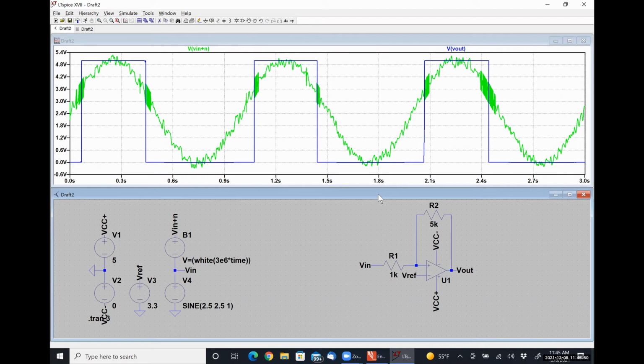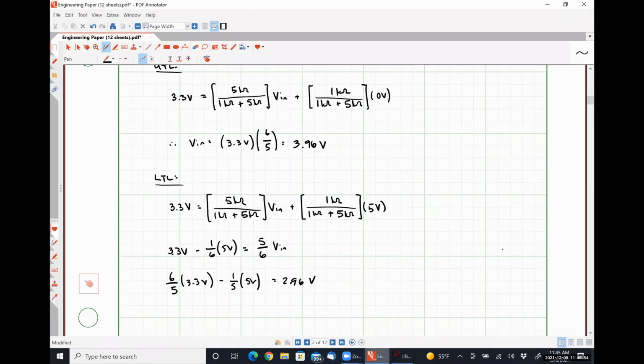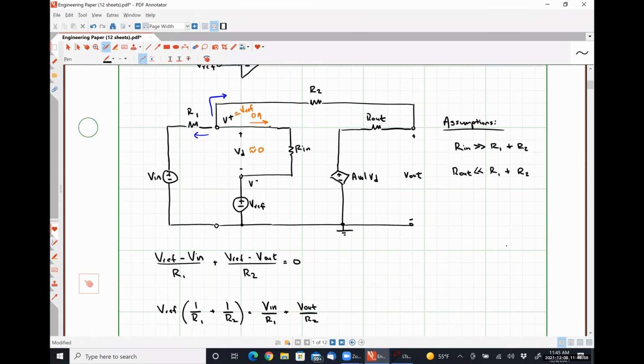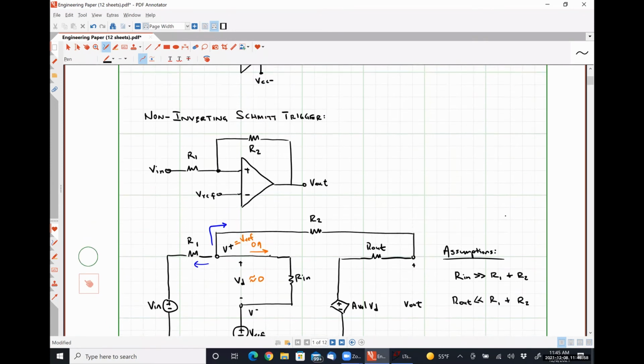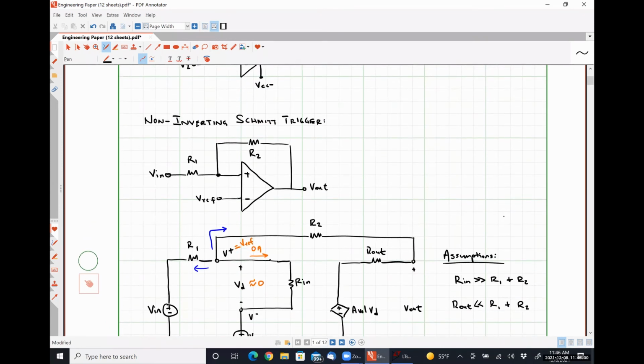All right, so we have gone through a reasonable amount of detail to figure out the behavior of a non-inverting Schmitt trigger. Okay. So the next thing that we're going to look at is an inverting Schmitt trigger. All right, and I'm going to do no analysis whatsoever.